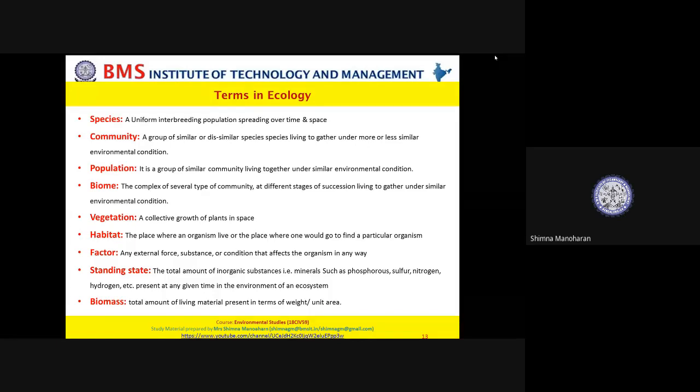If you consider an area of wetland, you take the total area of the wetland. Okay, I can give you an example of a pond. If you want to compute the biomass of the pond, you take the total area of the pond, and then take the total amount of living material present. That includes plants, consumers, and decomposers.